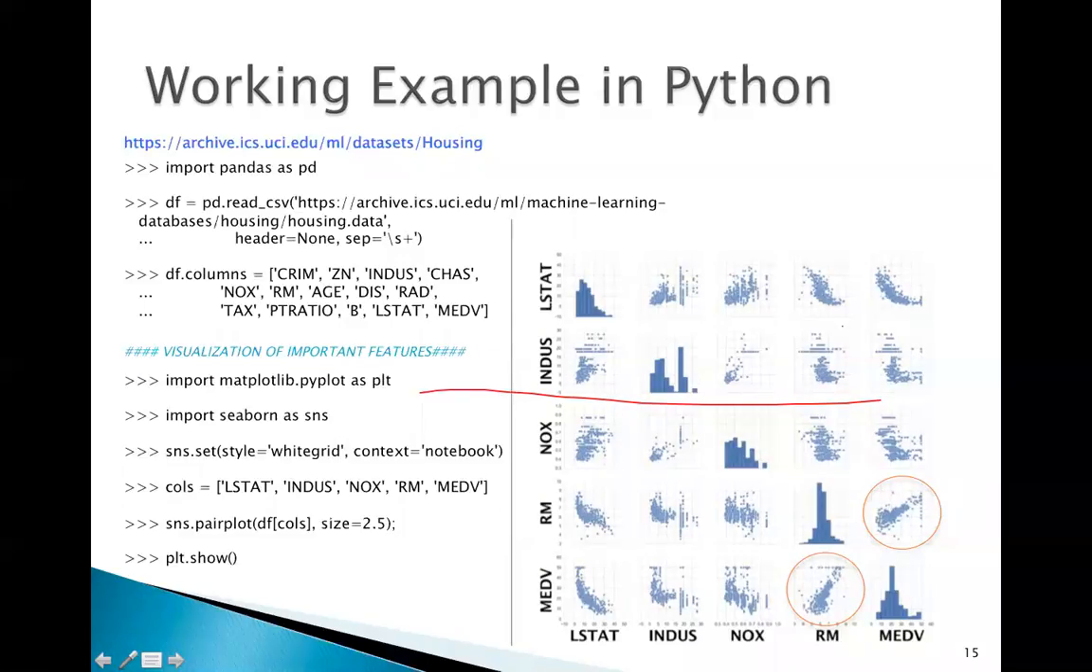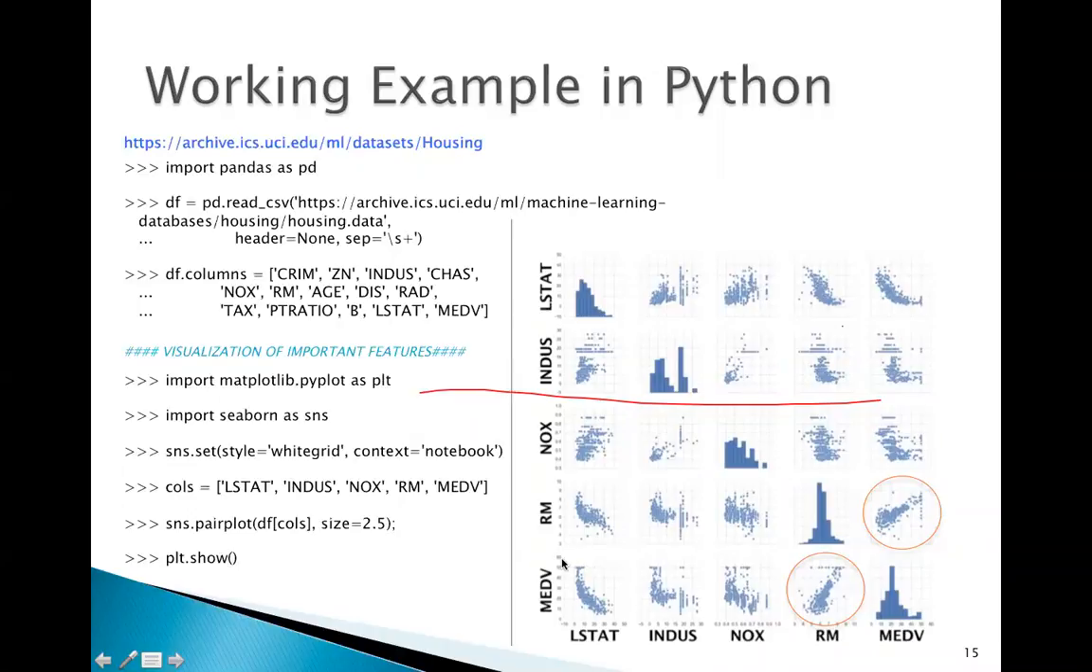Now, here is where the trick lies. You might observe that you can draw a straight line through this particular scatter plot. So there is evidence of a linear relationship between RM and MEDV, that's median value. At once, we can determine that this is a perfect case for using a linear regression approach. This is how we determine.